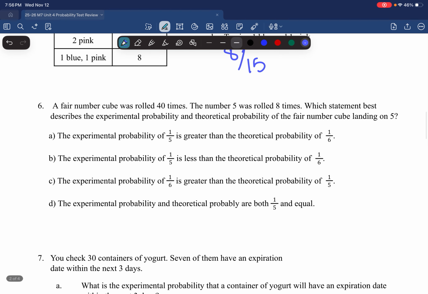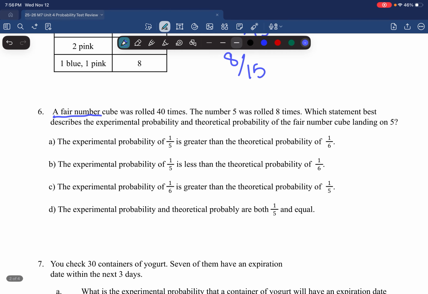A fair number cube. So remember, when it says fair number cube, we're just talking about a dice, like a 6-sided die. That's what fair number cube means. So don't get caught up in what exactly you mean by fair number cube. A fair number cube was rolled 40 times. The number 5 was rolled 8 times. Which statement best describes the experimental probability and theoretical probability of the fair number cube landing on 5?